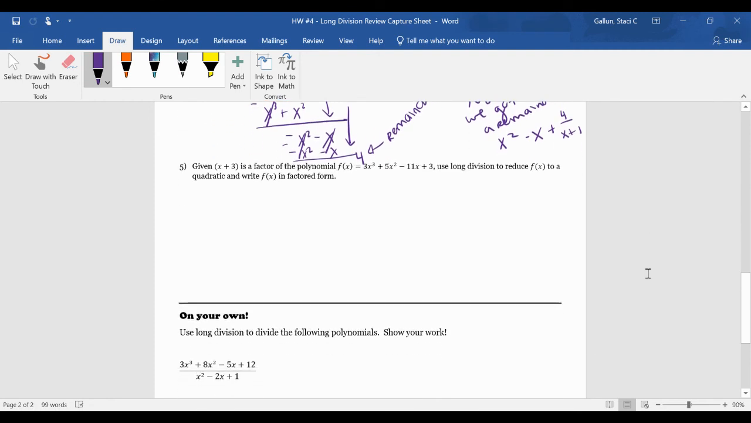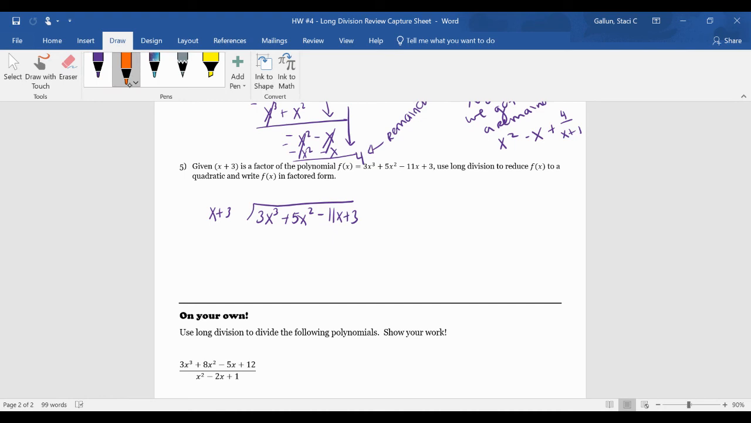Let's take a look at one more. So in this last one that we're doing together, you've got one down here on your own, we're being told that x plus 3 is a factor. So when I divide by x plus 3, I should get a remainder of what? 0. Right? And so now we want to use long division to reduce this to a quadratic and then write f of x in factored form. Oh, this is tying a lot of stuff together. So let's go ahead and start by dividing. 3x to the third plus 5x squared minus 11x plus 3 divided by x plus 3.